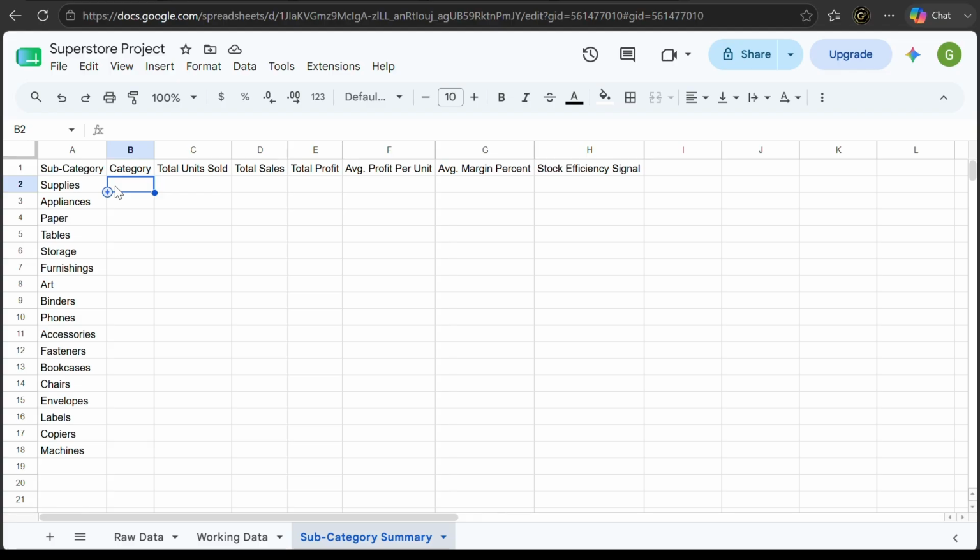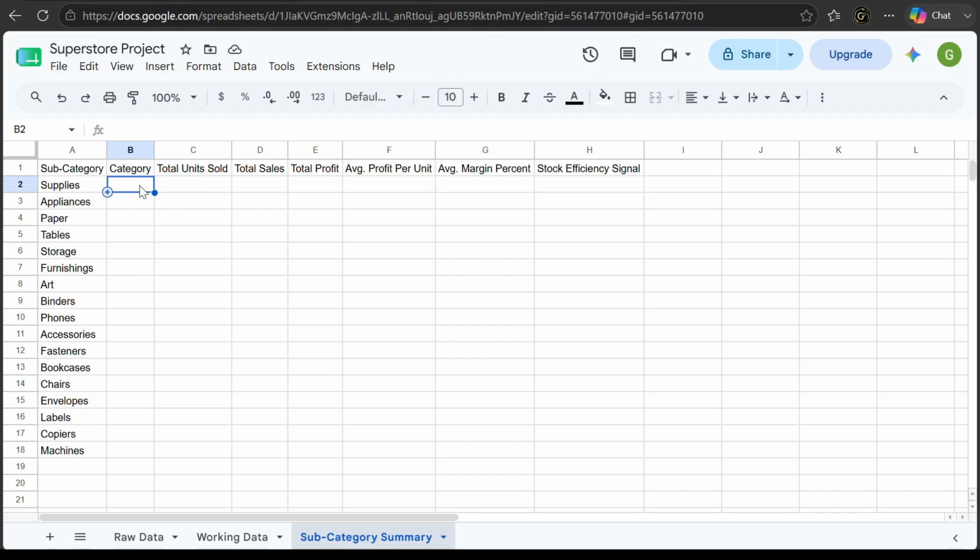Now for the category column, we are going to pull out the categories using the subcategories. We want to know, okay, what category is supplies, what category is appliances, what category is paper, what category is tables, and the rest of them. To do that, we are simply going to be using the XLOOKUP. Now, how does the XLOOKUP work?